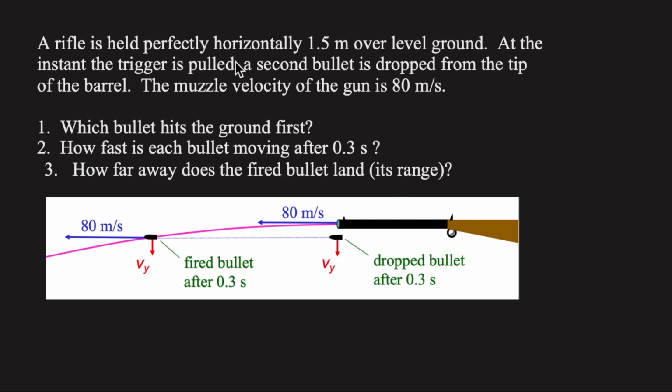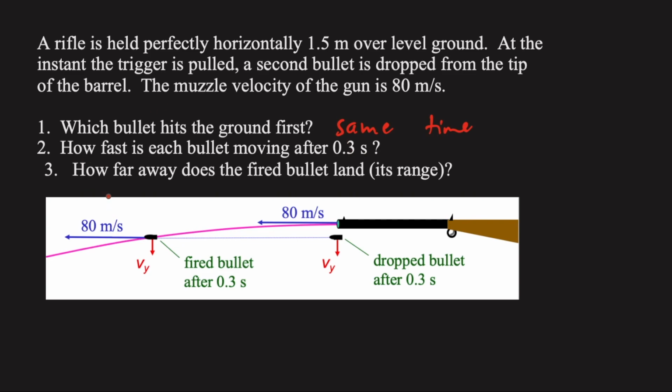So let's answer the first question first. Which bullet hits the ground first? Definitely, they should fall at the same time. Based on the video lesson, you learned that the only component that is affected by gravity is the vertical component of the projectile motion. Considering that we ignore air resistance, the acceleration of the two objects on the y-axis is the same. Therefore, they will hit the ground at the same time.